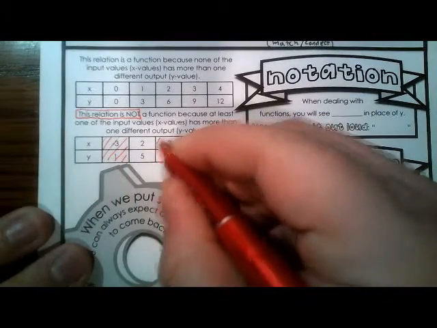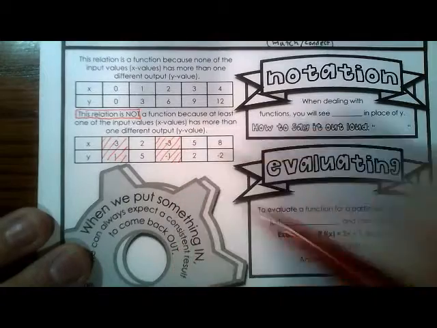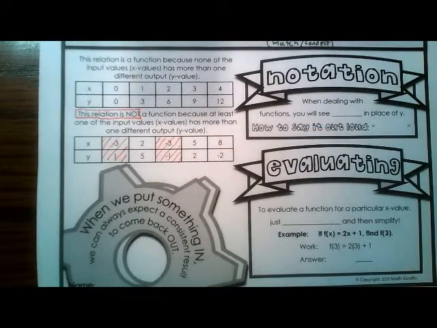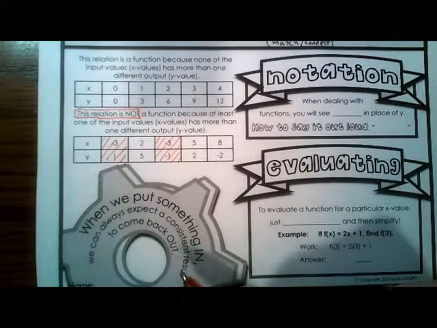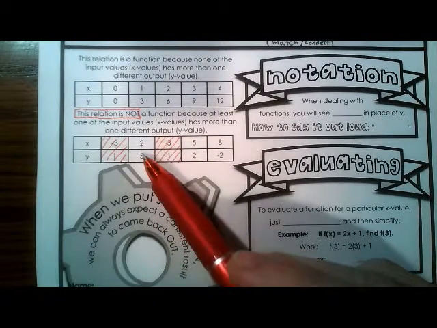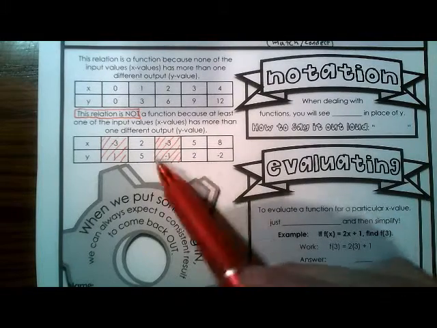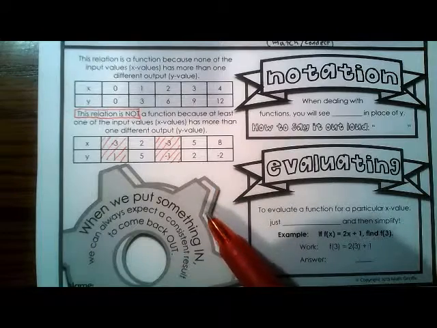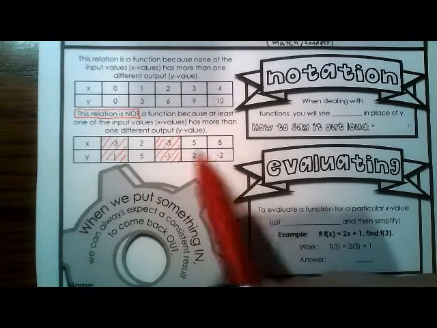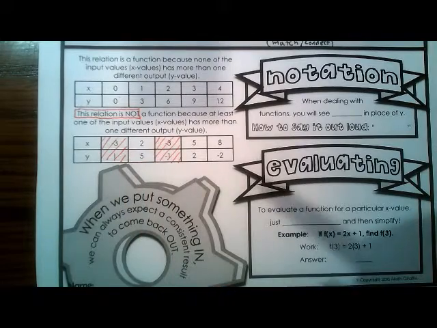Right? -3 can't go to 1, and -3 can't go to -1. Now 2 goes to 5, 5 goes to 2, that's all okay. 8 goes to -2, yep, 8 doesn't go to anything else. So these three values are fine, but it's the -3 that makes this not a function.